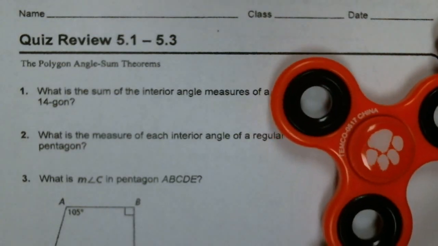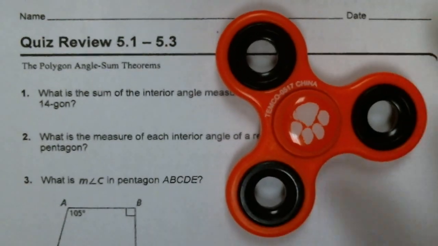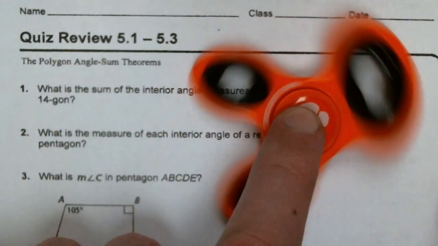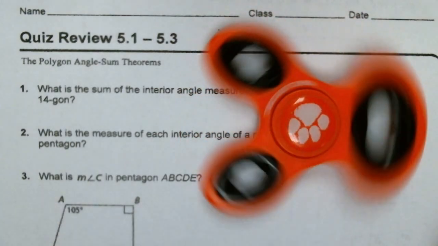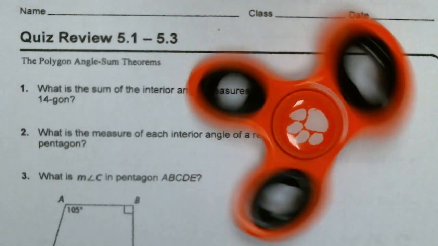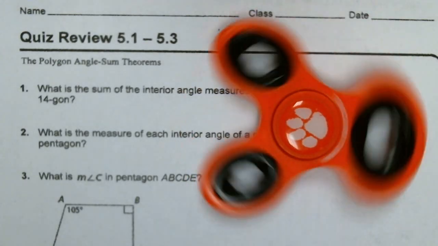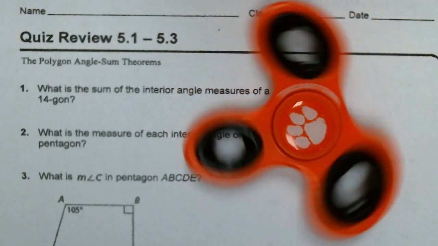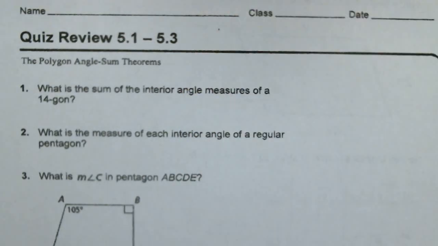So my Clemson reference for this video is a little Clemson spinner that I have. And as I spin it, what do you know? It even looks like a tiger paw as the tiger paw is spinning around in the middle. I know. Gotta do it though. Pretty cool. My Clemson spinner.